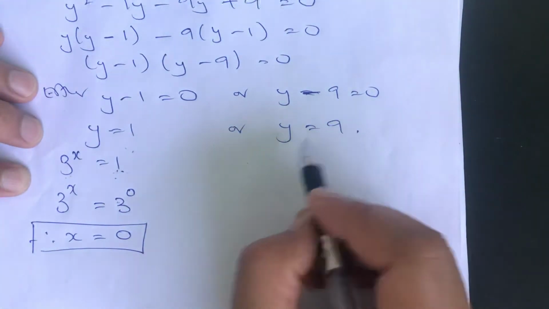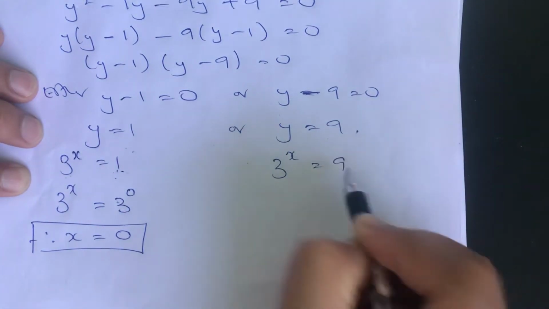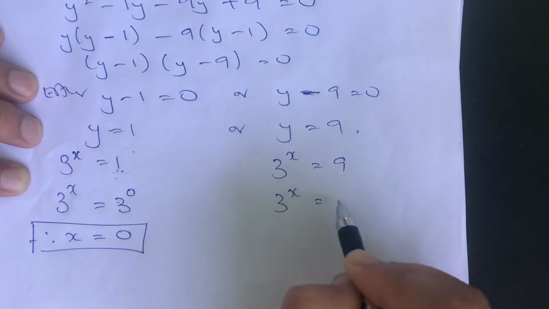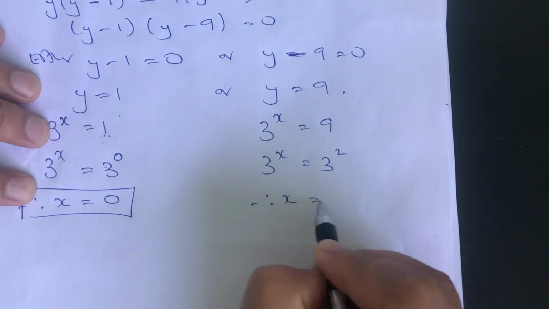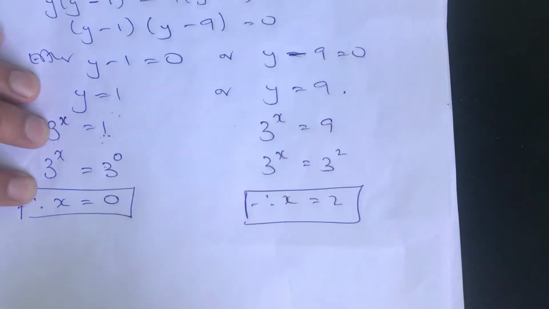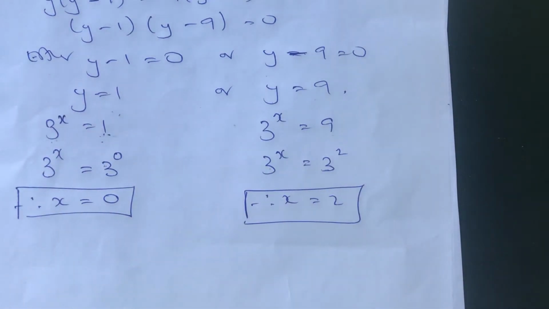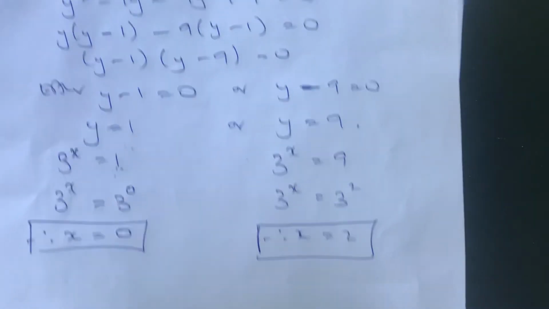Over here y is equal to 9, so 3 to the power of x is 9. How can I make the bases the same? I can write 9 as 3 square, and therefore x is equal to 2. Because the bases are the same, automatically the powers will also be the same. Is that okay? So this question.